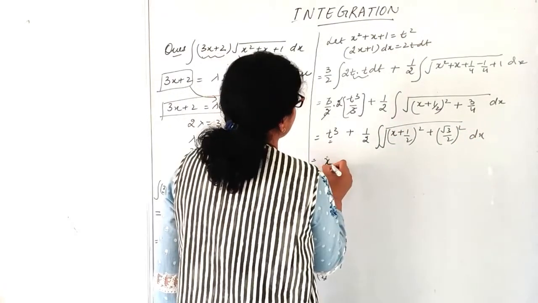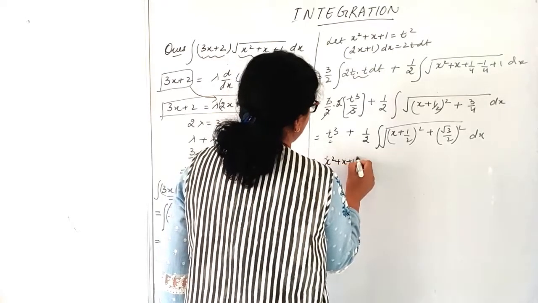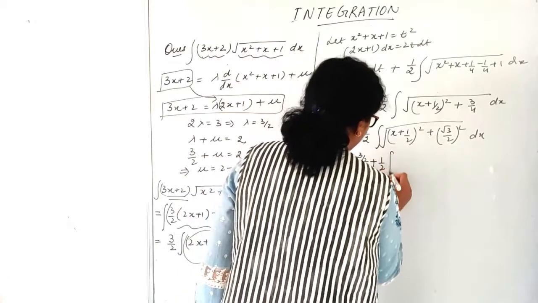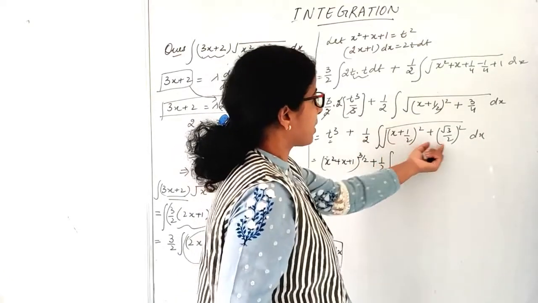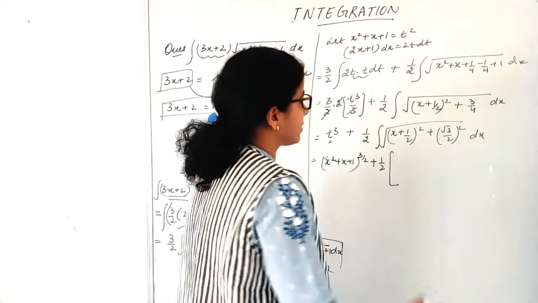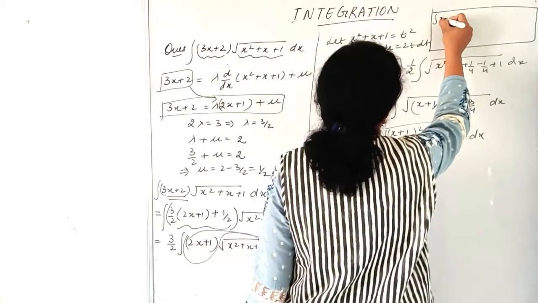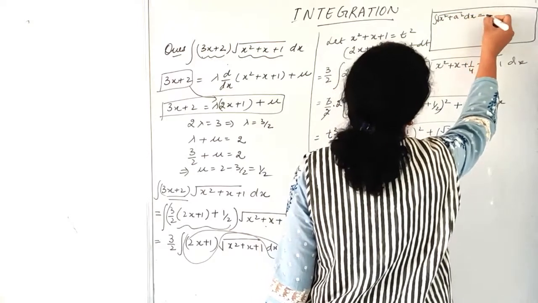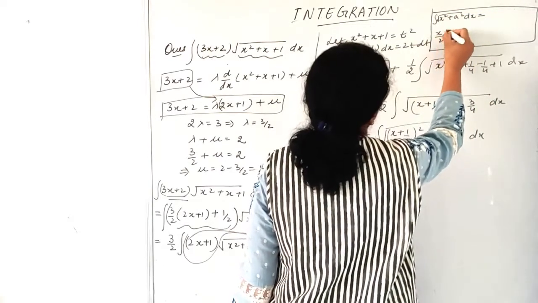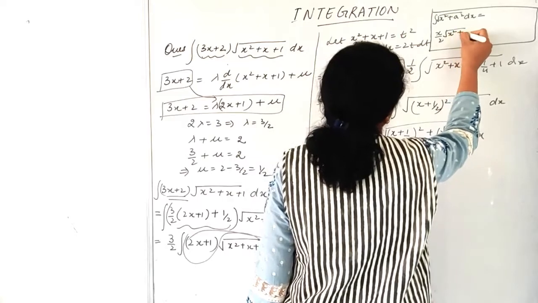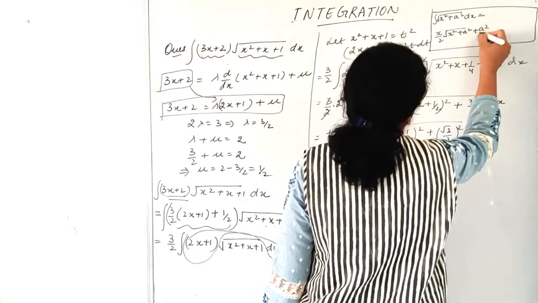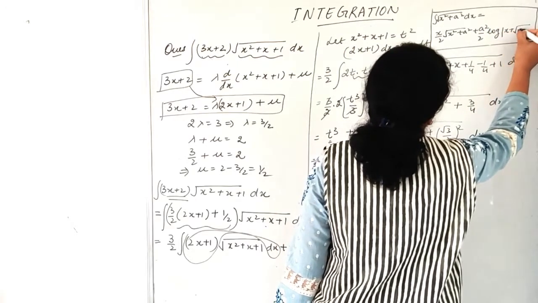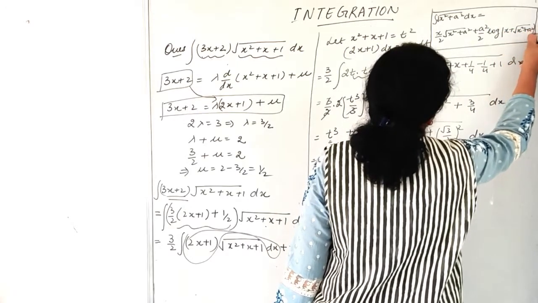So it is x square plus x plus 1 to the power half. So it will become 3 by 2 plus 1 by 2. Integration of under root x square plus a square dx is, now check the formula of integration, integration of root x square plus a square dx is equal to x by 2 root x square plus a square plus a square by 2 log x plus root x square plus a square plus c.